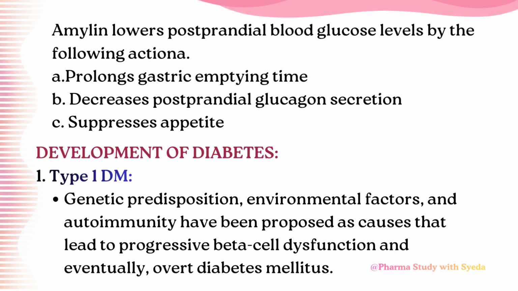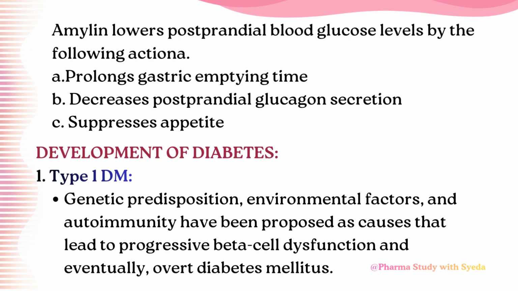Amylin helps lower postprandial, or after-meal, blood glucose levels through several important actions. First, it prolongs gastric emptying time, which slows the rate at which food leaves the stomach. This helps prevent a rapid rise in blood sugar after eating. Second, it decreases postprandial glucagon secretion, reducing excess glucose production by the liver. Finally, amylin suppresses appetite, promoting a feeling of fullness and helping regulate food intake. Together, these actions support better control of blood glucose levels after meals.